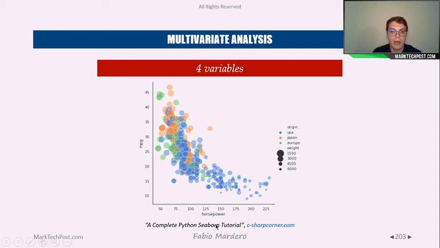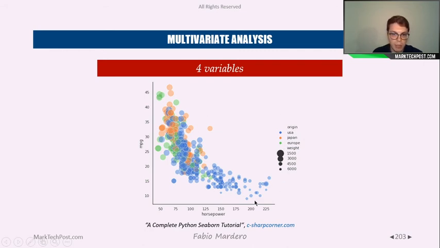For example, here we have 3 continuous variables, 3 numerical variables, and 1 categorical variable. We have the horsepower against the miles per gallon. We have the dimension of the dot, which represents the weight of the vehicle. And then we have the color that represents the origin of that vehicle. Blue means USA, orange means Japan, and green is Europe.